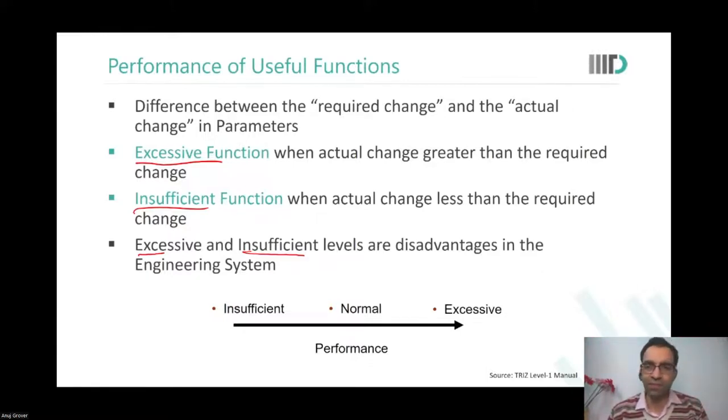Insufficient performance of a function is definitely not desired. I think that is intuitive enough. We always want normal. At times, excessive performance of a function may not lead to any immediate harm. In fact, it could be desirable, but it is not leading to any additional profit. So you would say, let me save costs, because in performing this function in an excessive manner, I am incurring some extra cost. So let me save cost. So again, it is undesirable.